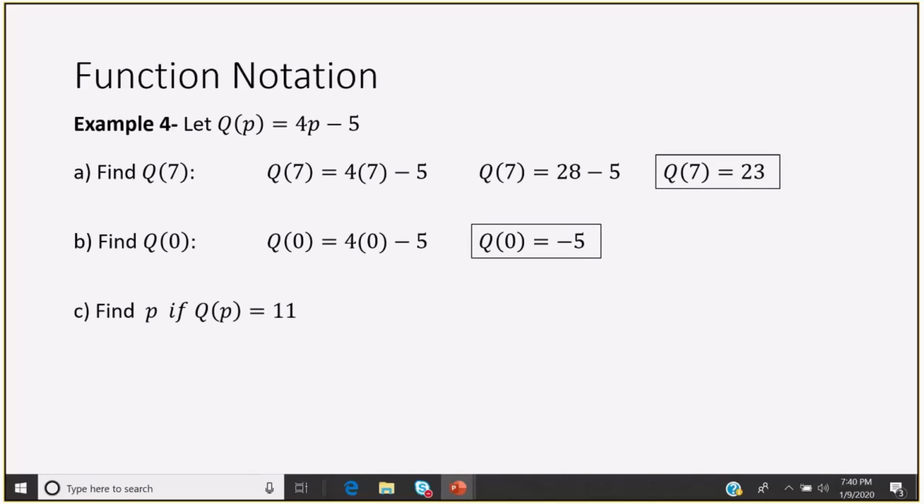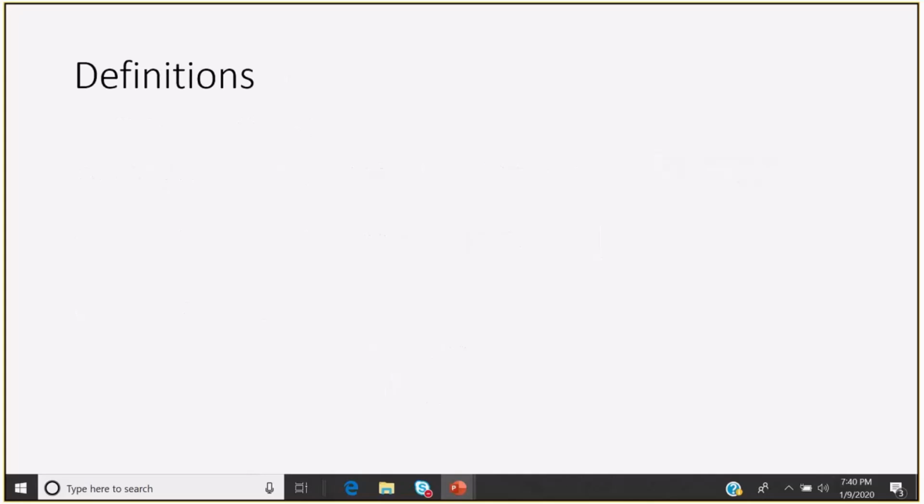Now be careful with this one. So this question isn't asking you to find a value of a function. It's instead asking you to find your input given that your output is 11. So I know that the result of my function will be 11. I don't know what my input will be. So what I do in this case is I replace my q of p with 11, and I go about solving for p. That's just fairly basic algebra. I add 5 to both sides, divide both sides by 4. I get p is equal to 4.